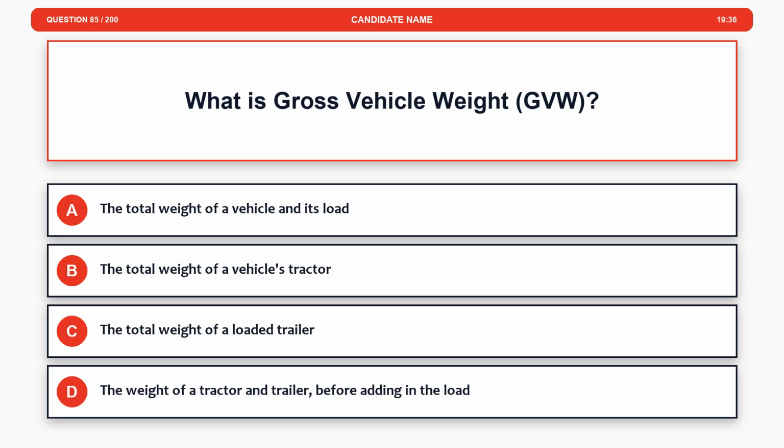Question 85. What is gross vehicle weight, GVW? Option A, the total weight of a vehicle and its load. Option B, the total weight of a vehicle's tractor. Option C, the total weight of a loaded trailer. Option D, the weight of a tractor and trailer before adding in the load.